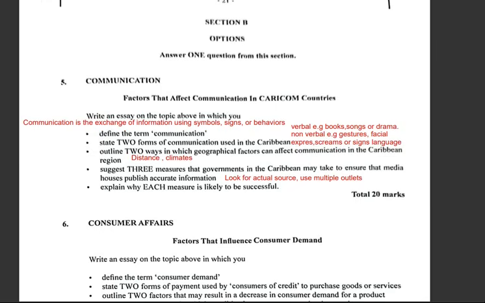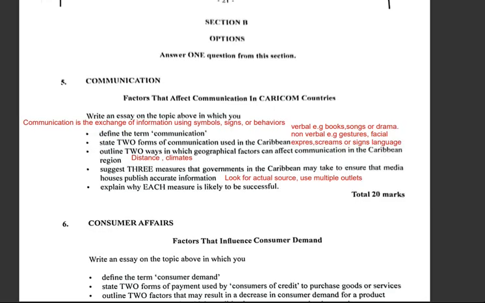Alright, sign language. Persons who are dumb, who cannot speak, use sign language. Good? Hope you understand. Here they are saying to outline 2 ways in which geographical factors can affect communication in the Caribbean.